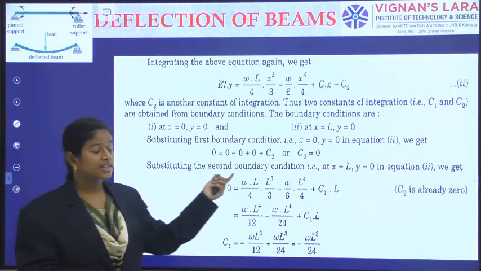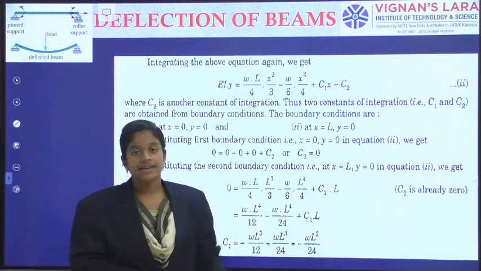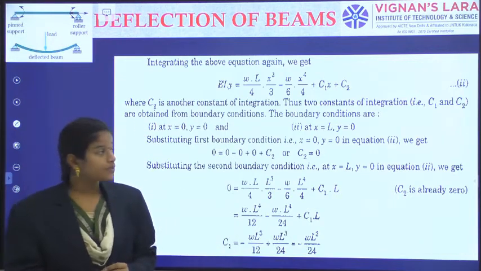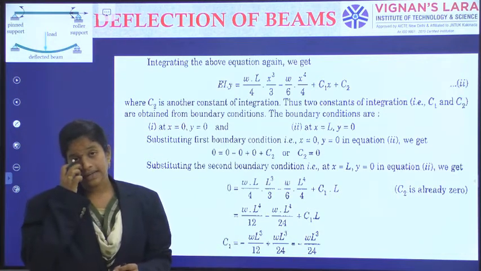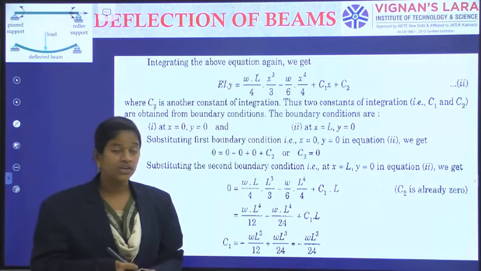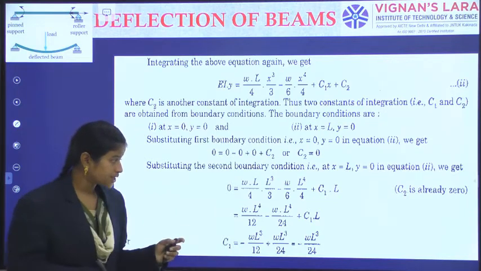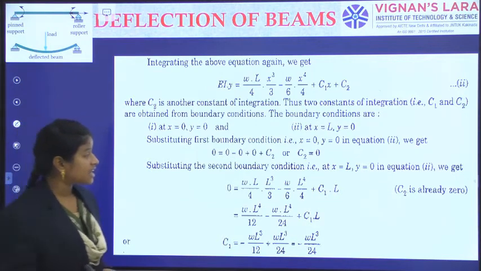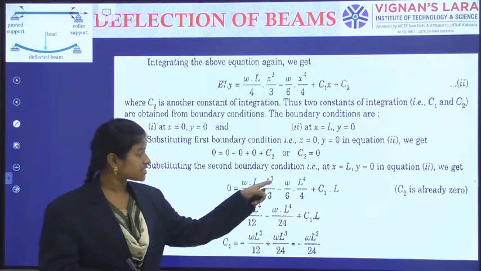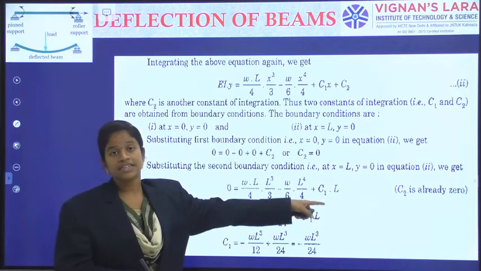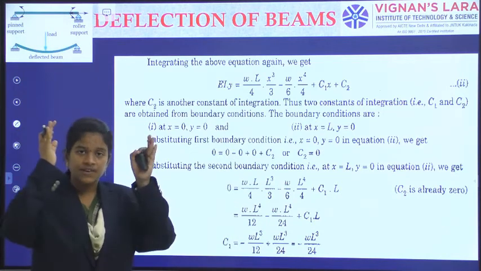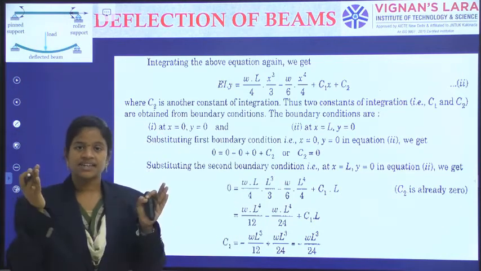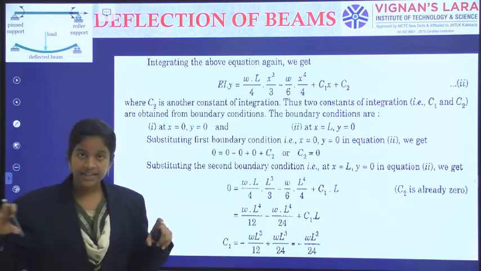That's why substituting the second boundary condition, which is x is equal to L and y is equal to 0, in equation 2, we get 0 is equal to wl by 4 into L cube by 3 minus w by 6 into L power 4 by 4 plus c1 into L. As it is the first integration, second integration, this is the second integration equation only.